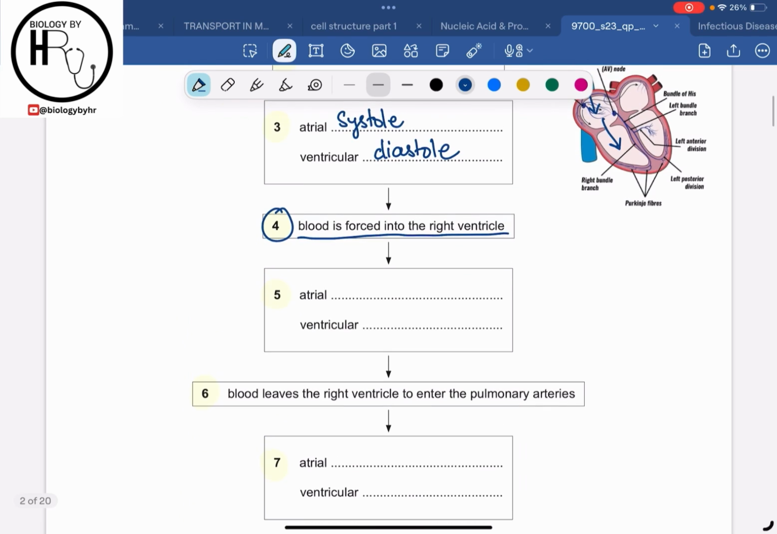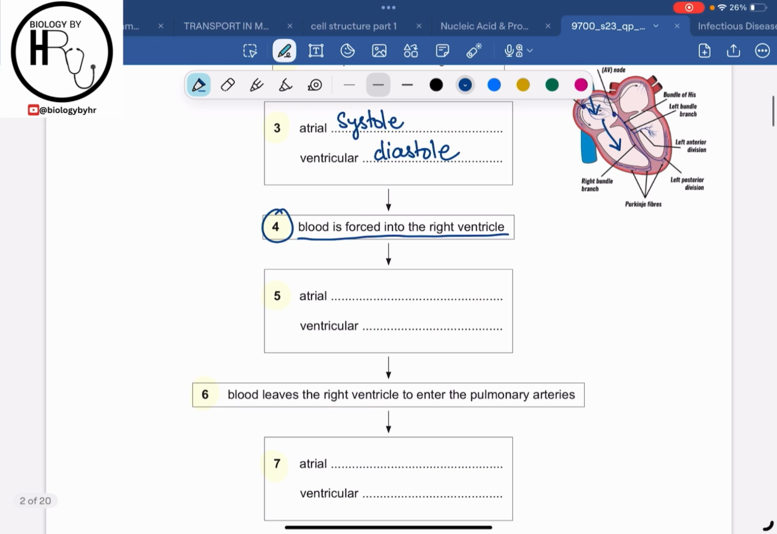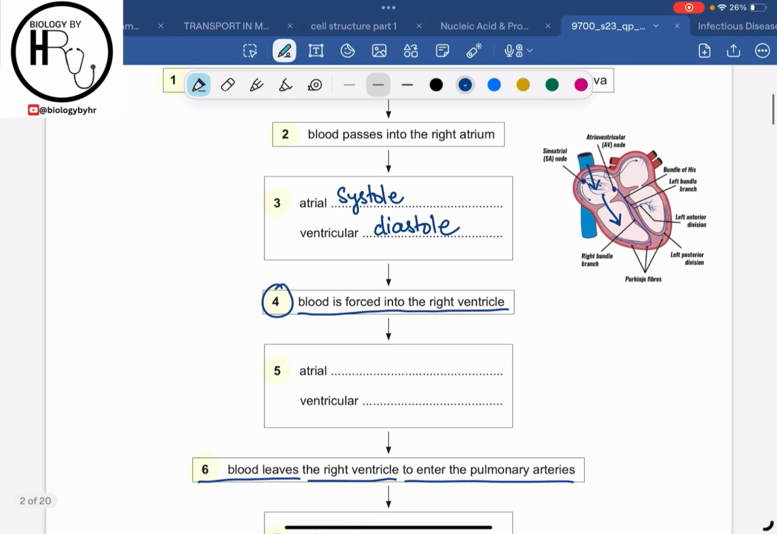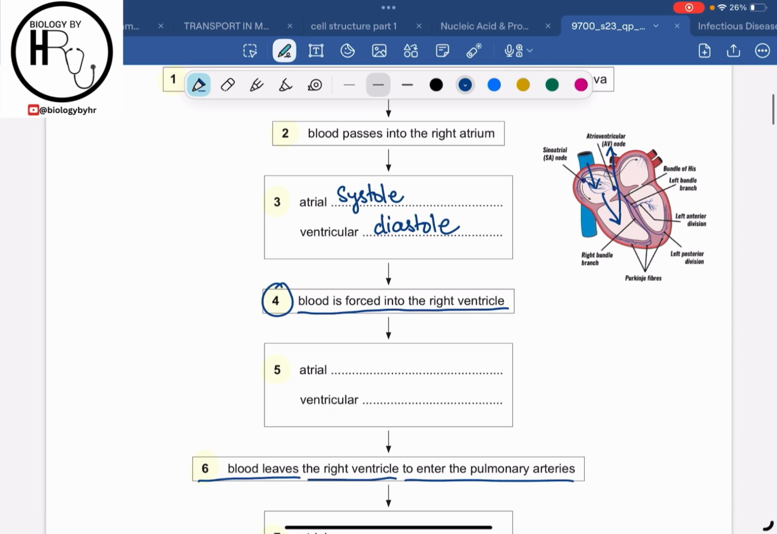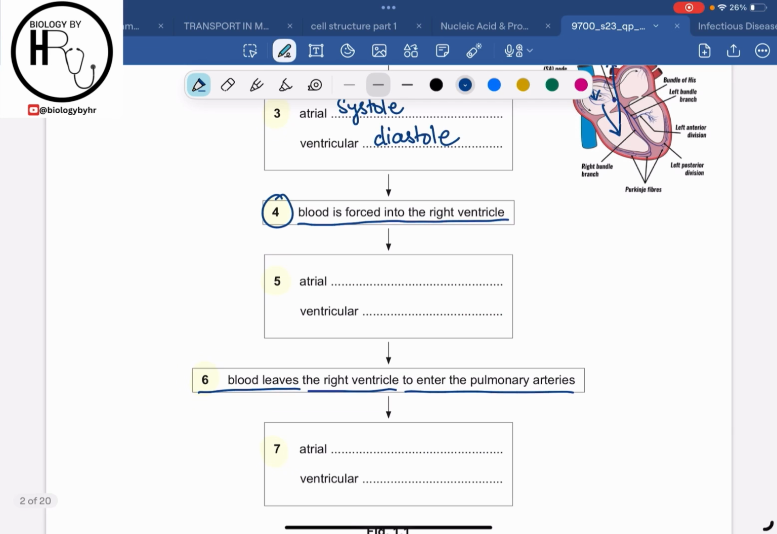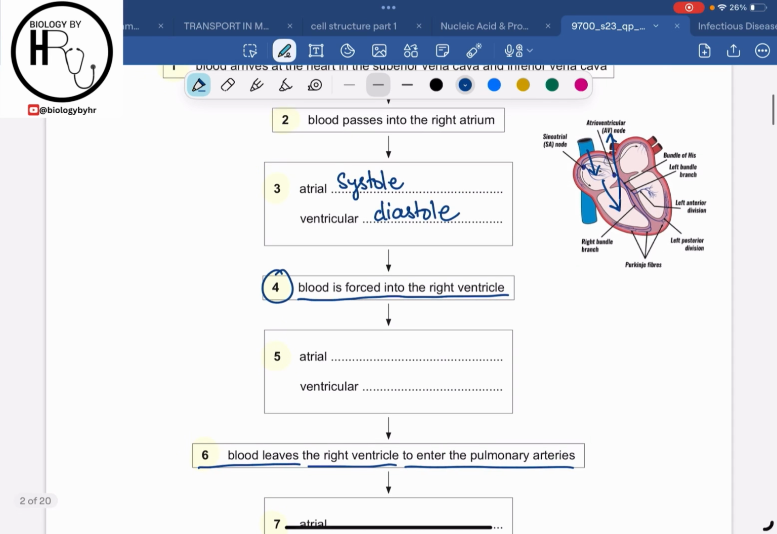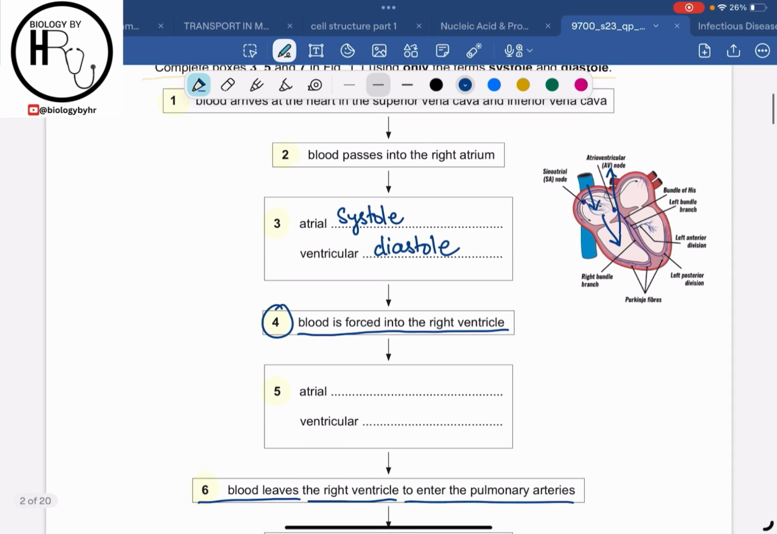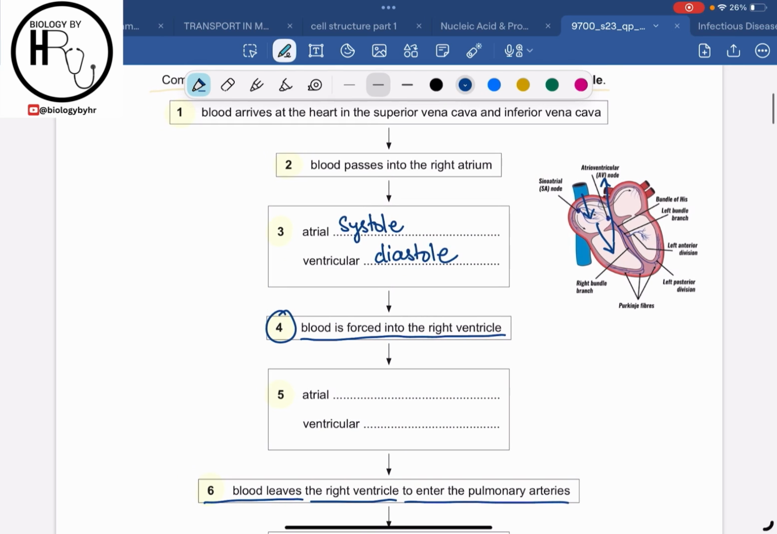Then when the blood has reached the right ventricle, the blood is leaving the right ventricle to enter into the pulmonary artery, right? So how is the blood going to leave the right ventricle and enter into the pulmonary artery? We all know that it will happen only when the ventricles are going to contract, right?